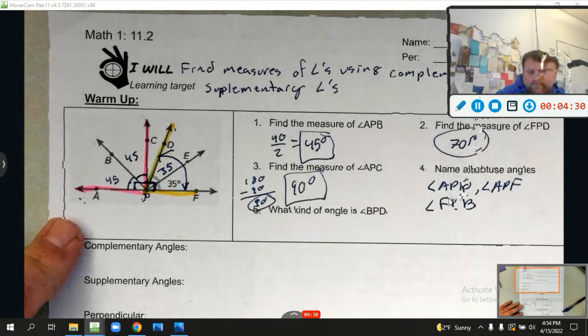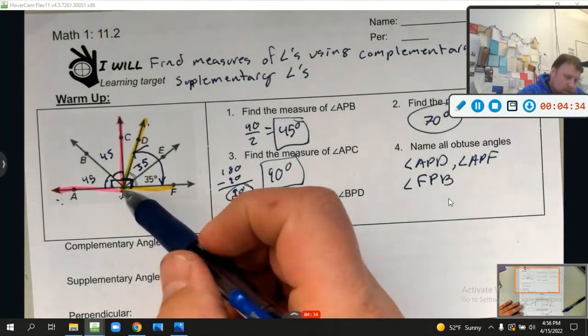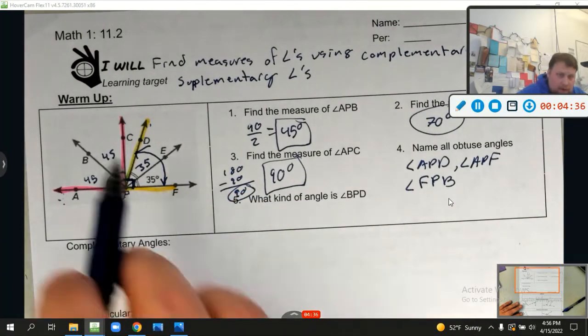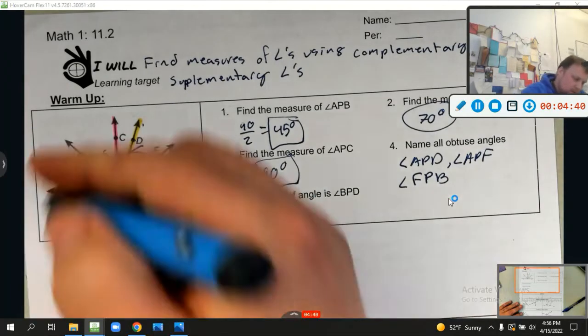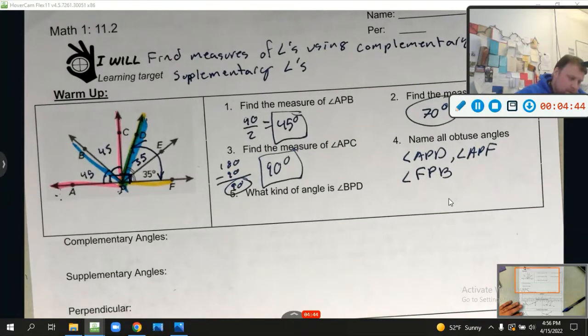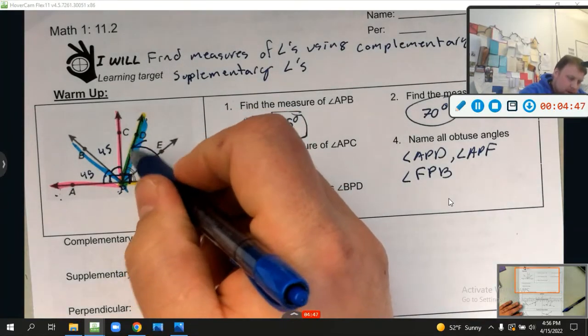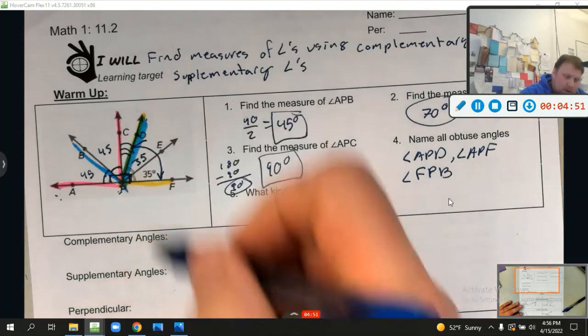All right, and it says what kind of an angle is angle, for number 5, angle BPD. So that's just highlighting that in blue, BPD. Well, let's find out. It depends on what the measure of angle CPD is. We got to find out what this thing is right here, okay?